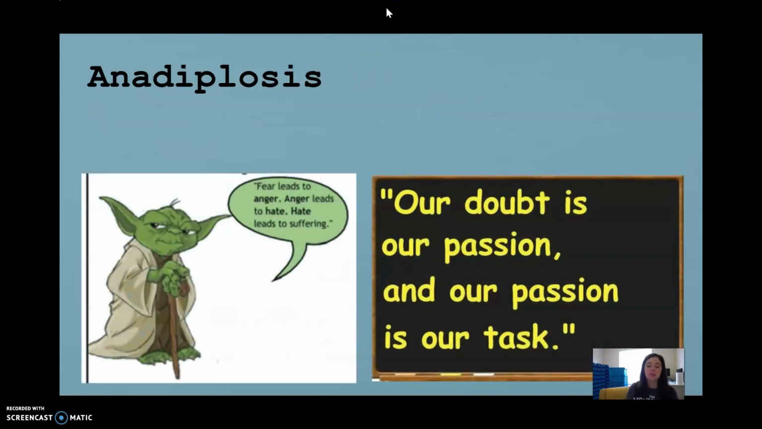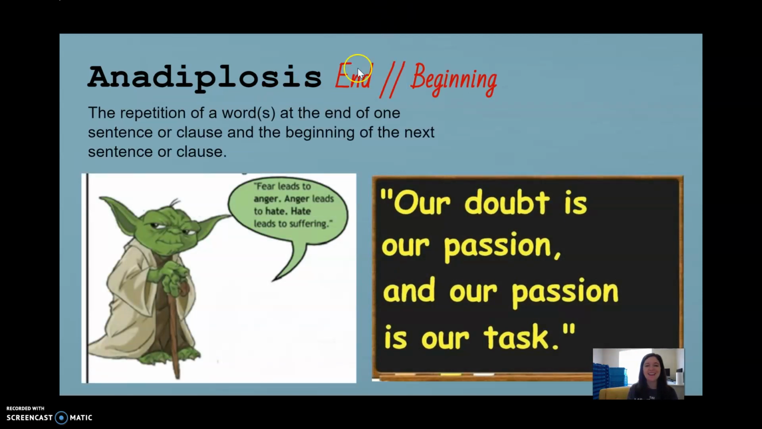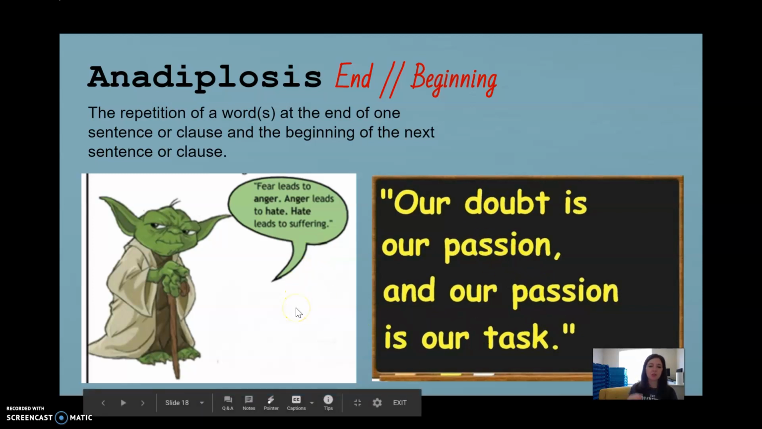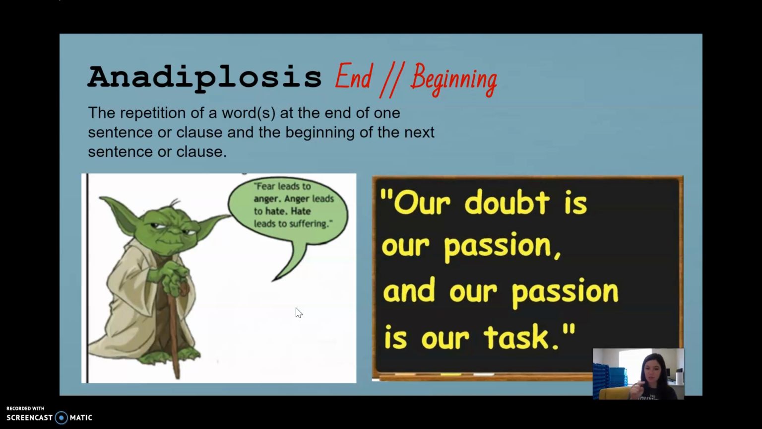Then we have anadiplosis, which is not a made-up word. It is when you have repetition at the end of a sentence or clause and at the beginning of the following sentence or clause. "Fear leads to anger. Anger leads to hate. Hate leads to suffering." "Our doubt is passion, and our passion is our task." Essentially, anadiplosis does a good job of showing things step by step. Anger, hate, it shows how these things build. And so anadiplosis does a really good job of showing the building of ideas.